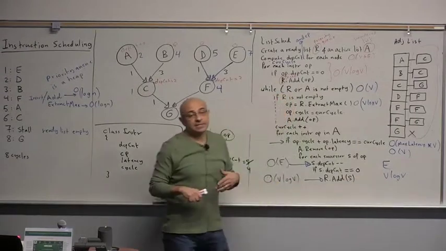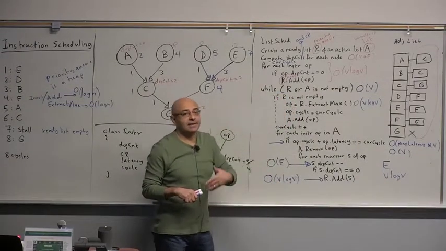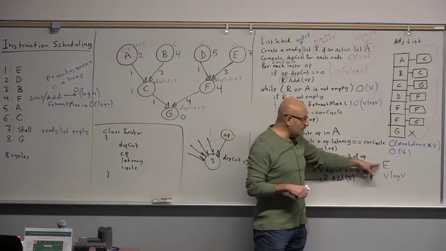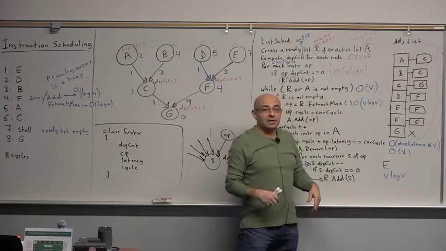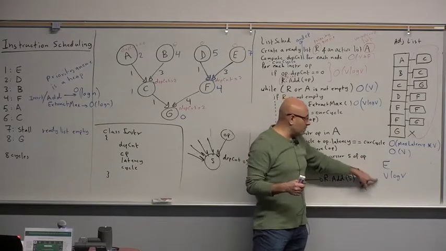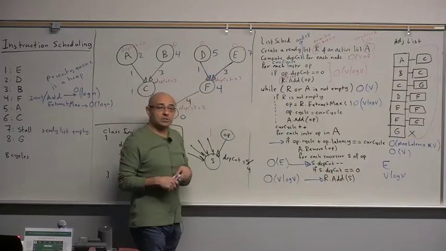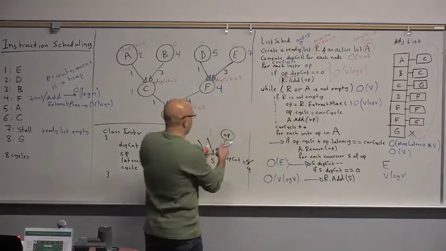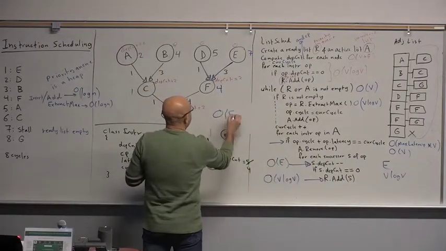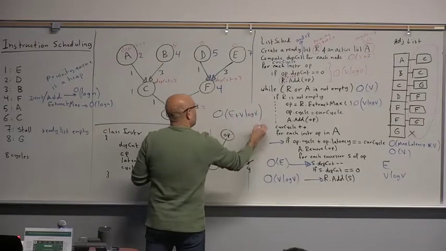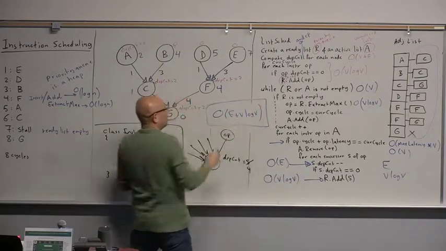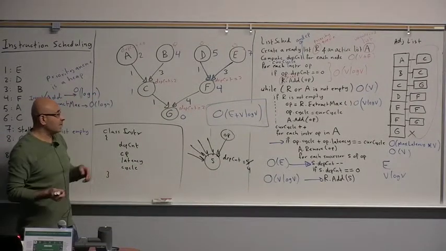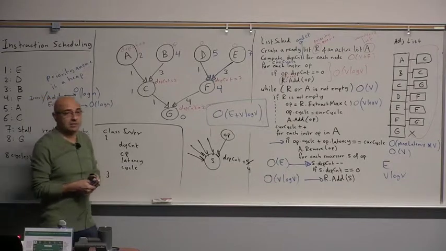If the graph is, what's the other kind of graph? Sparse. If it's sparse, then E may be smaller than V log V. So which one is greater, E or V log V, depends on whether the graph is dense or sparse. That's why, in general, we just add them. So the overall asymptotic complexity is O of E plus V log V, because it's not clear which one is greater.